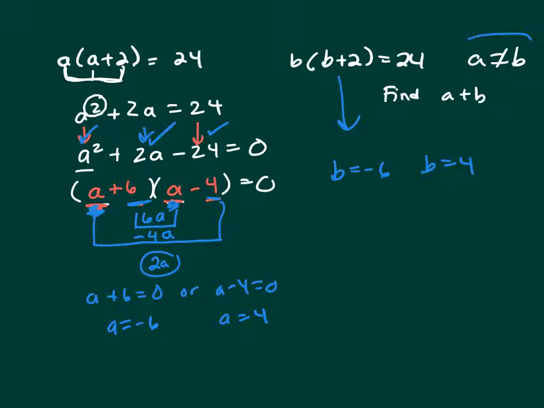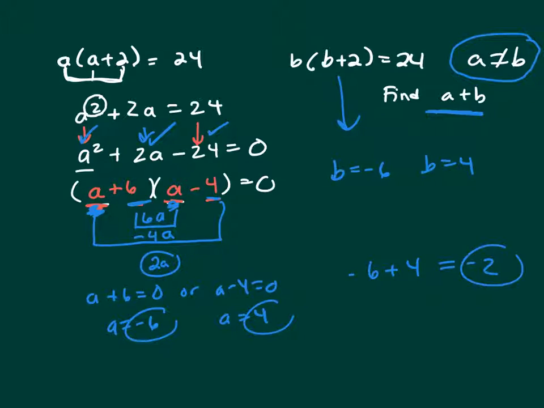And this is where this comes into play. A is not equal to B. Okay? We want to find A plus B. So A plus B, notice they're both a negative 6 and a 4. So negative 6 plus 4, doesn't matter if A is negative 6 or B is. And it gives you negative 2. So there's your answer.